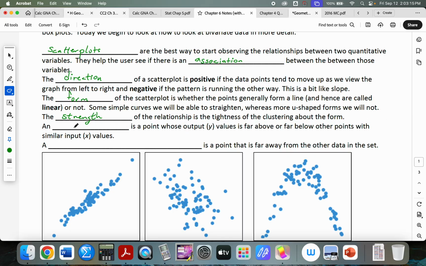How strong the association is. Now, an outlier is a point whose output values, its y values, is the way you usually think about them, but we won't think about them as x and y very often, that is either far above or far below other points with similar input values.